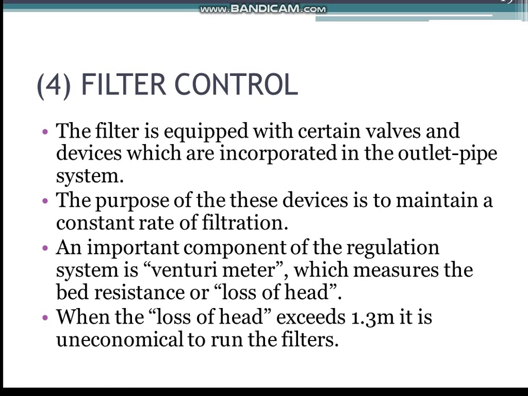Filter control. The filter is equipped with certain valves and devices which are incorporated in the outlet pipe system. The purpose of these devices is to maintain a constant rate of filtration. An important component of the regulation system is the venturi meter, which measures the bed resistance or loss of head. When the resistance builds up, the operator opens the regulating valve so as to maintain a steady rate of filtration. When the loss of head exceeds 1.3 meters, it is uneconomical to run the filter.